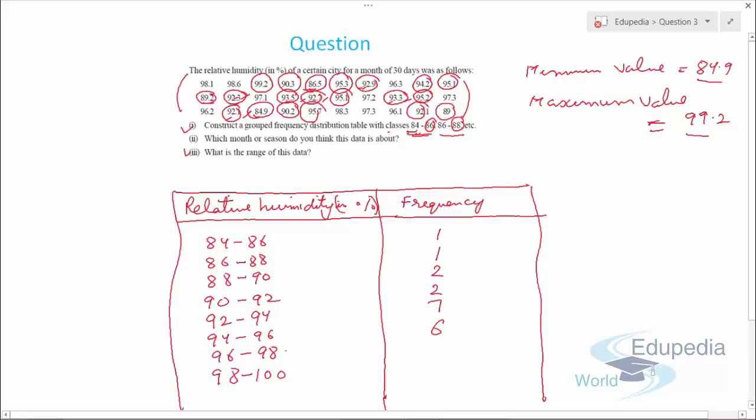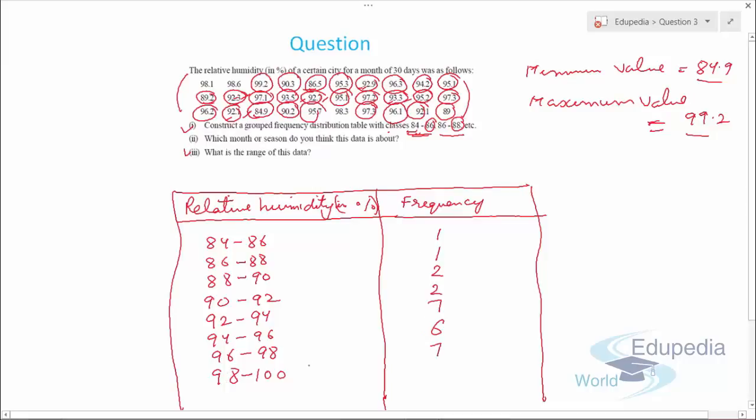Then from 96 to 98, right? So we need to search from 96 to 98. So this is 1, this is 2, this is 3, this is 4, this is 5, this is 6, and this is 7. So we have 7 values, right?